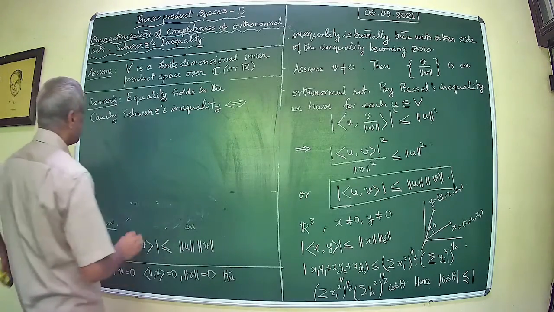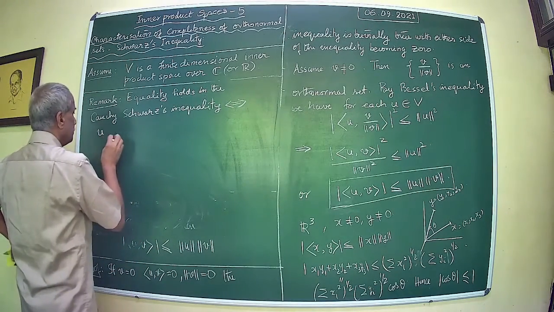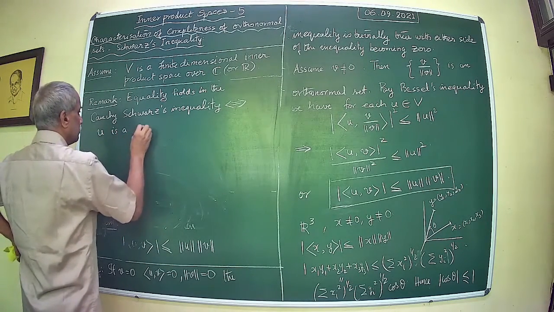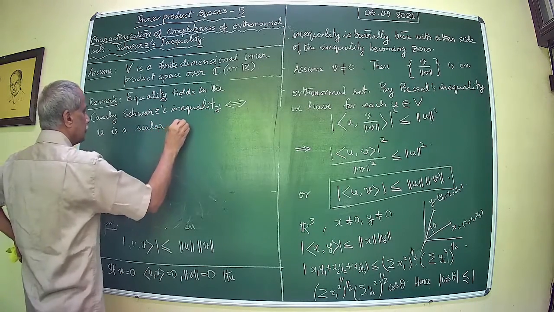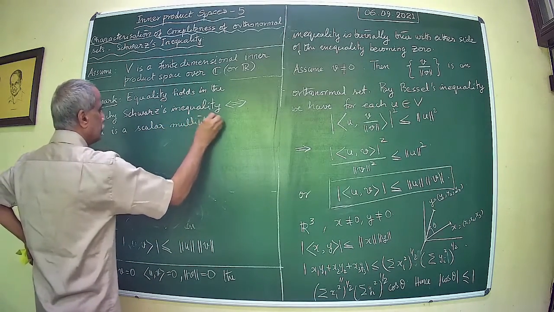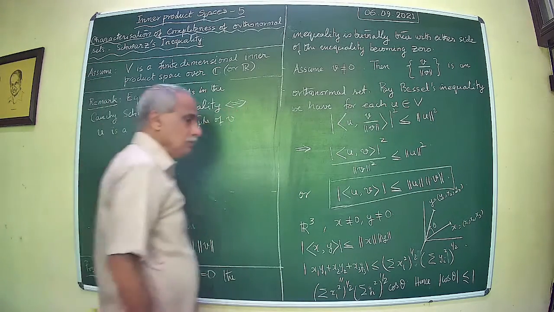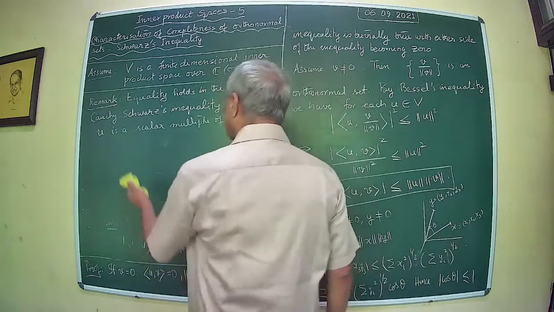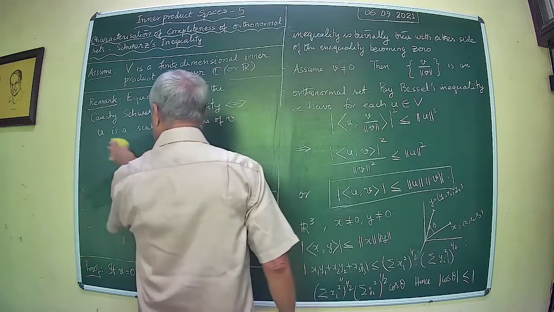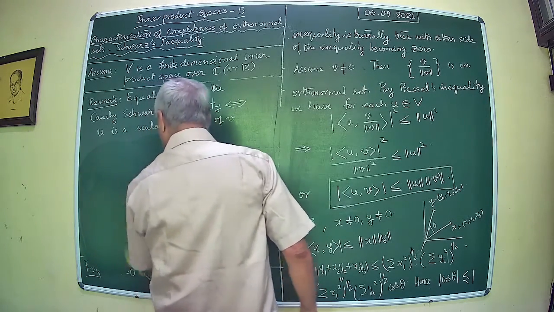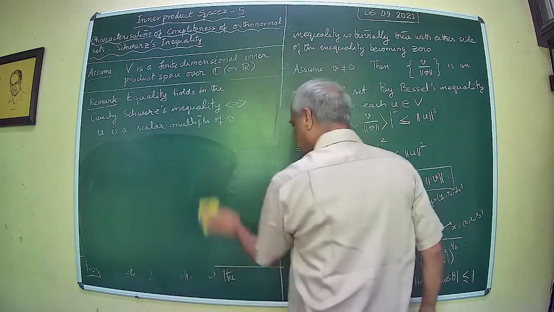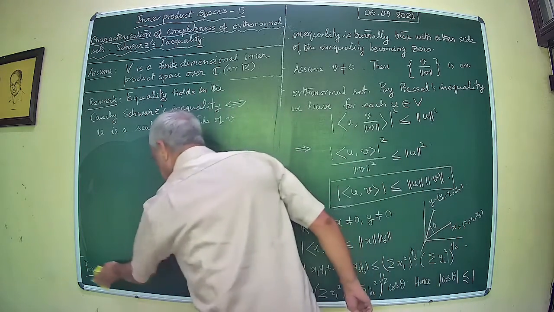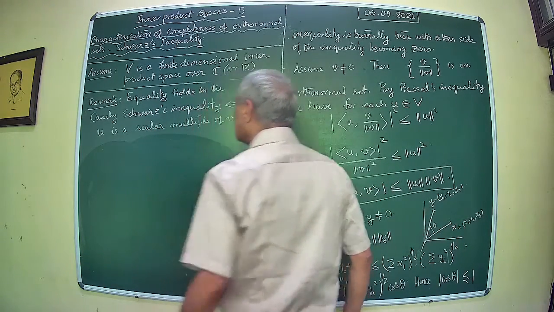If and only if U is a scalar multiple of V. I mean, that's quite easy to see one way. The other way, you have to work out. So proof.